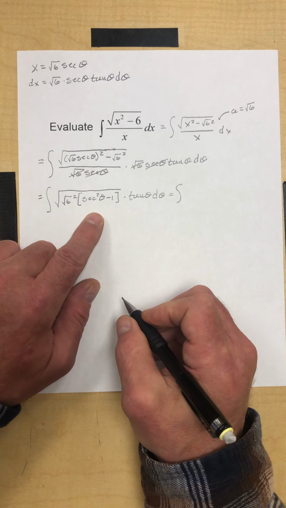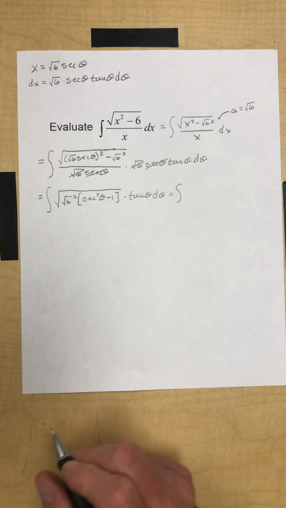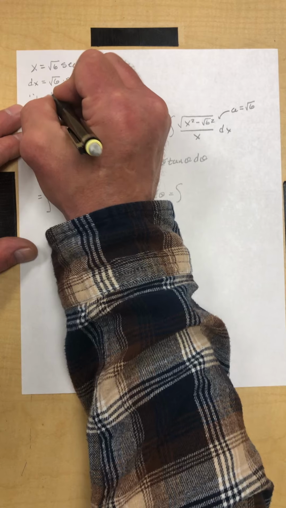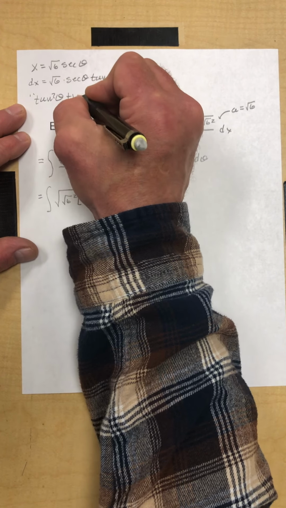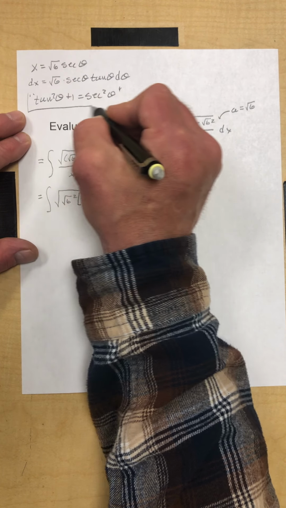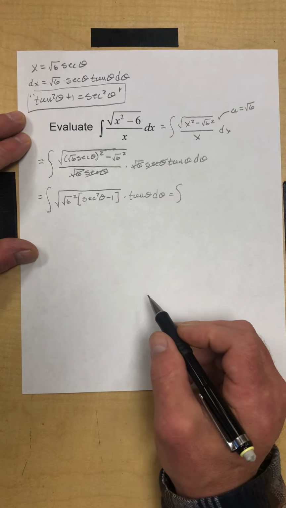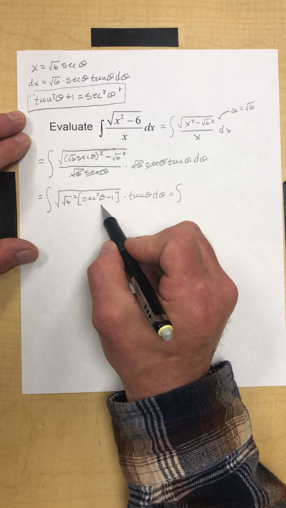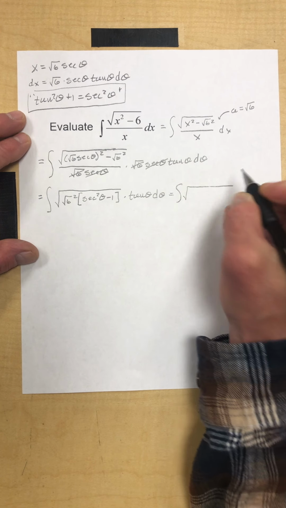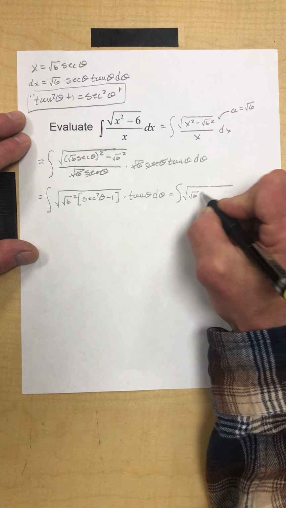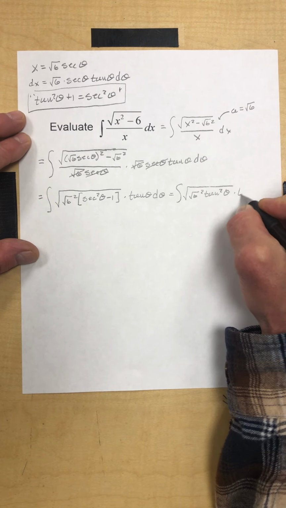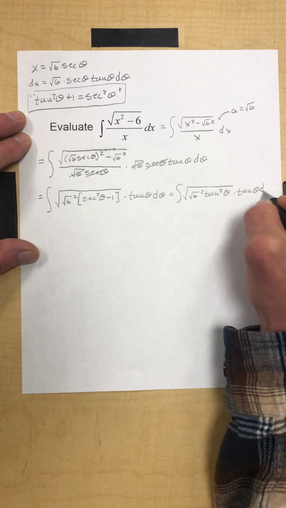Okay, so we know that, again, just like we did with the last one, from your Pythagorean identities, we're going to use this: tangent squared theta plus 1 equals secant squared theta. Okay, this guy right here. So secant squared minus 1 would be tangent squared. So I get the square root of radical 6 squared tangent squared theta times this tangent theta d theta.